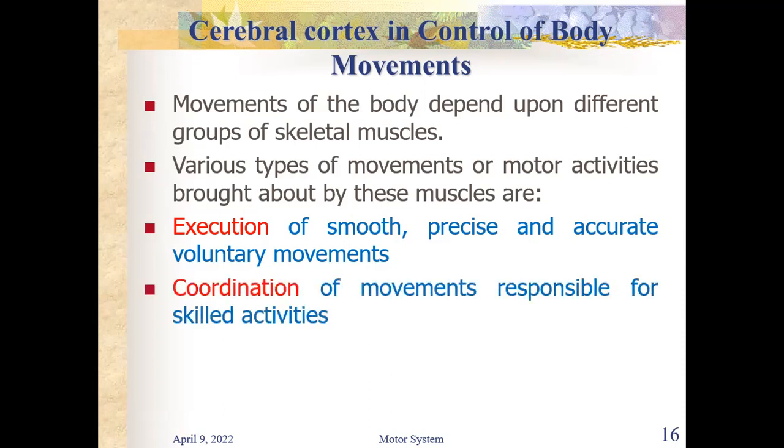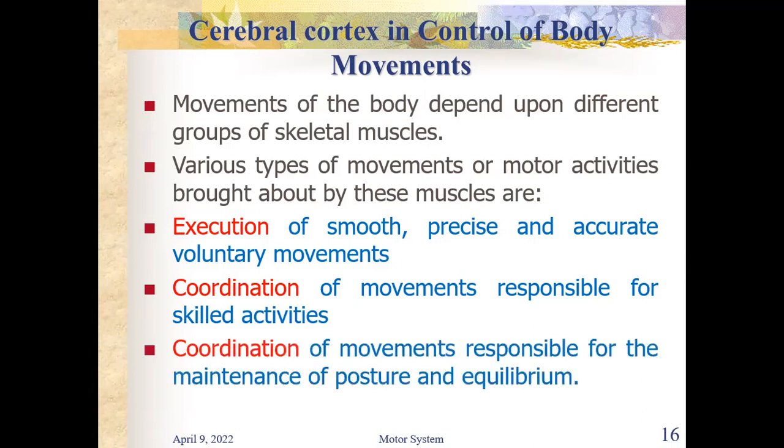Coordination of movements responsible for skilled activities. These are the type of movements that are brought about by these different groups of skeletal muscles. For example, during typing, it's not your whole body that will be moving when you are typing on a keyboard or typing with your phone. It's just the muscles of the fingers. So those are coordinated movements that are responsible for skilled activities.